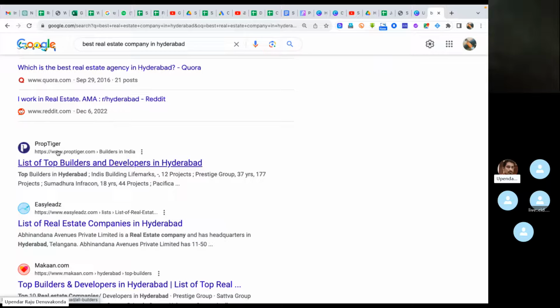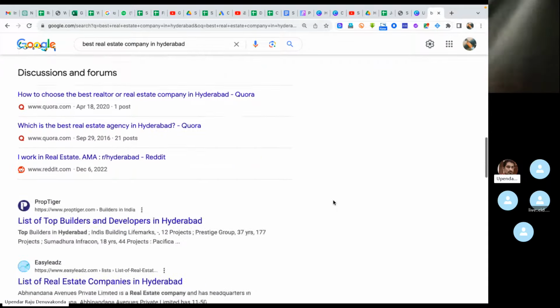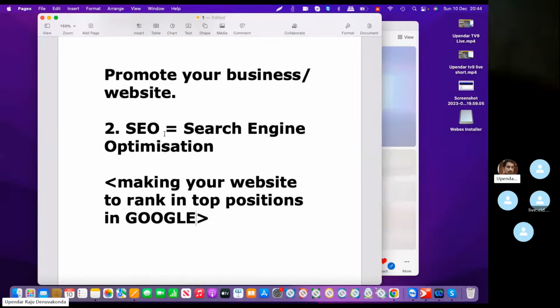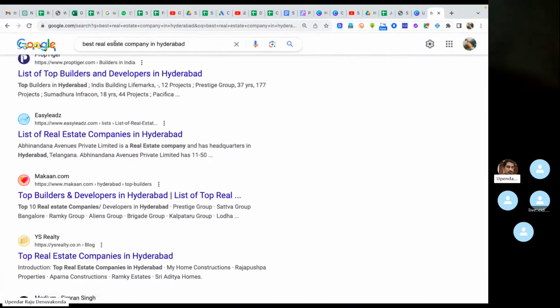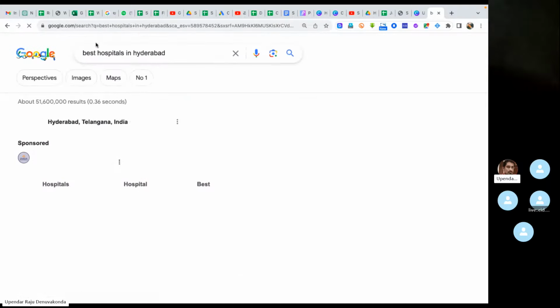So it is important for your website to rank in the top positions on the Google search engine results page. To make your website rank in the top positions, you have to implement something called search engine optimization. This is the most important, because whenever people have any requirement, they simply come to Google and look for it. This was just an example about real estate, but many people can even look for the best hospitals in Hyderabad.